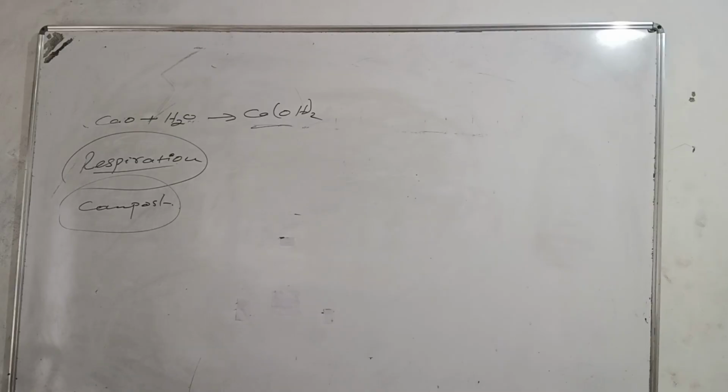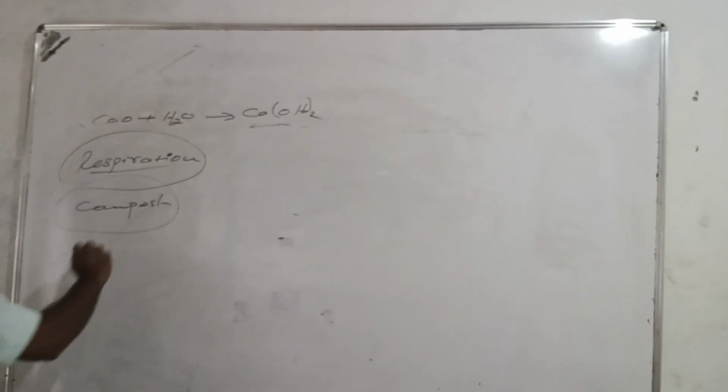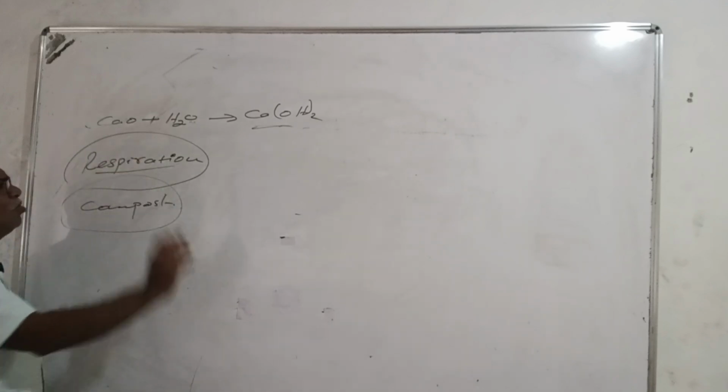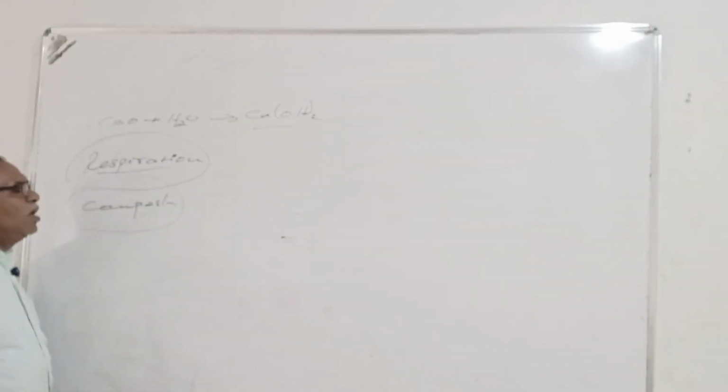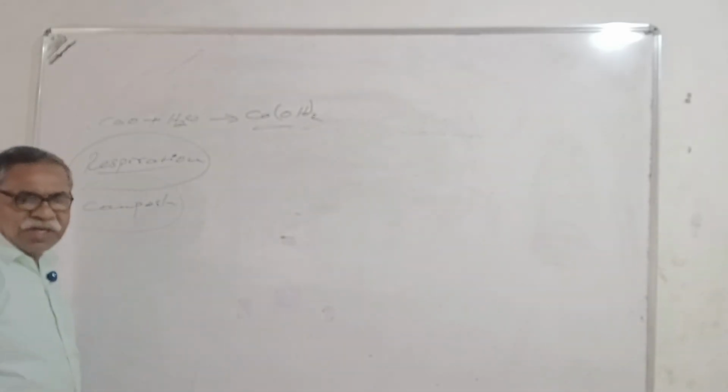Here, what is a combination reaction, and why is respiration said to be an exothermic reaction? Well, the formation of compost is also an exothermic reaction. An exothermic reaction is a reaction in which a large amount of heat is released, and a combination reaction is one in which two or more substances combine together to form a single product. Such reactions we call combination reactions.